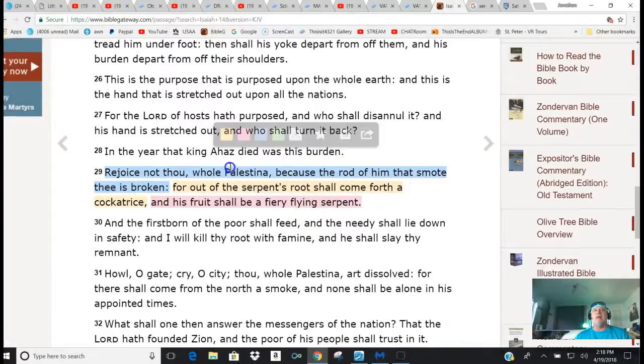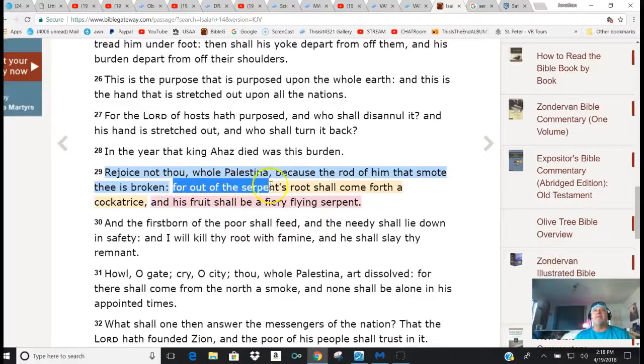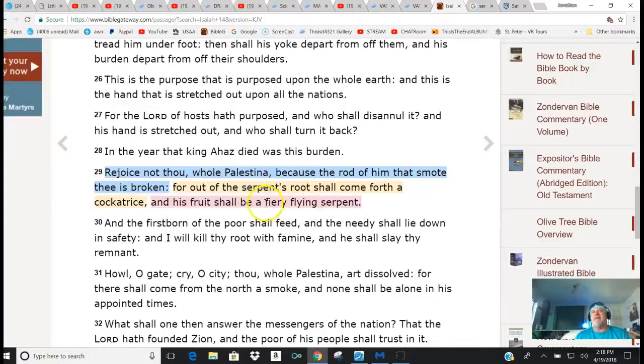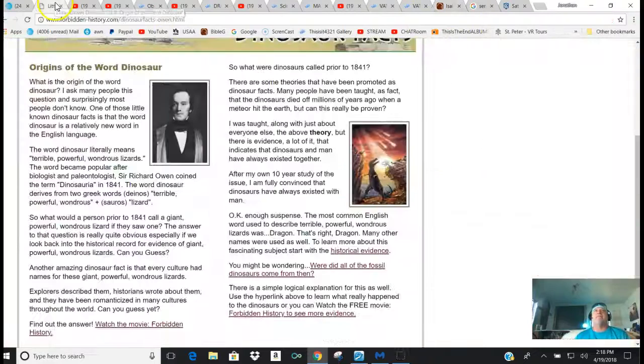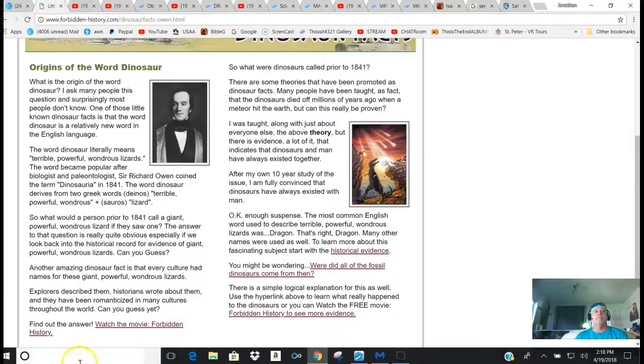Now, rejoice not thou, whole Philistina, because of the rod of him that smote thee is broken. For out of the serpent's root shall come forth a cockatrice, and his fruit shall be a fiery flying serpent. Wow. Let me show you something really odd about that thing we just looked at.